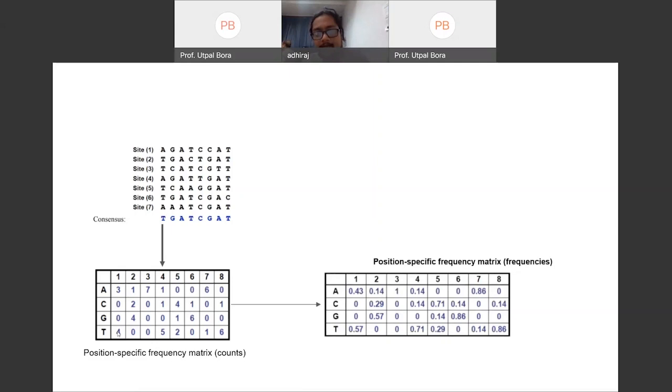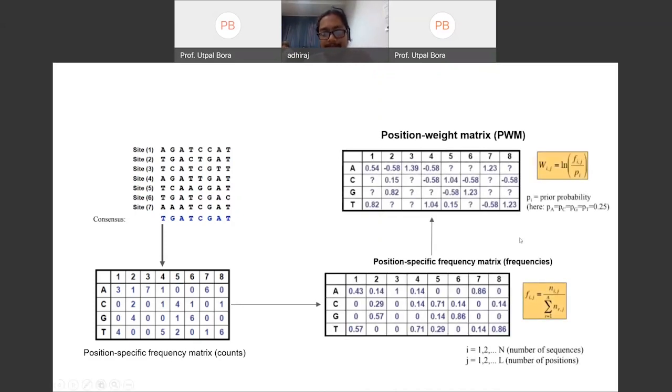After counting, we divide by the number of sequences, this 7, right? So 3 by 7, 4 by 7, 1 by 7, 2 by 7, 4 by 7 again, and it goes on. I hope you're understanding. After we get this, we take the natural log of this value divided by 0.25, and then you will get 0.54, right? 0.82. Now if you add 0.82 and 0.54, it's more than 1. So these are not probabilities. That's what I was saying, right?